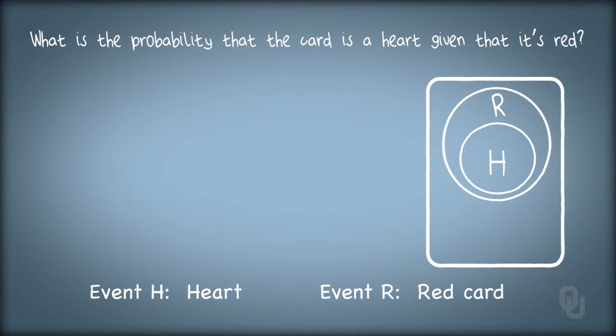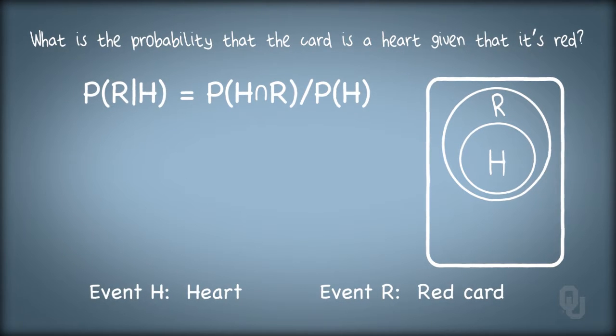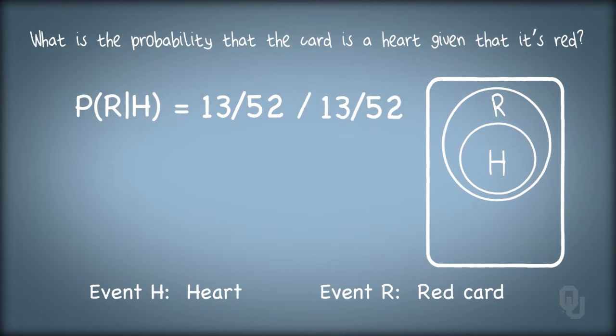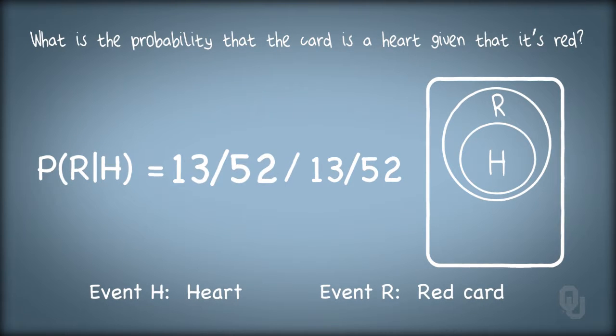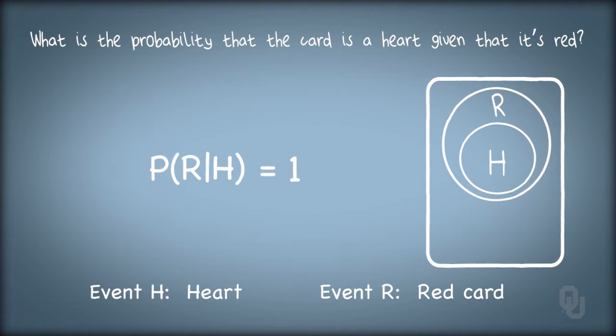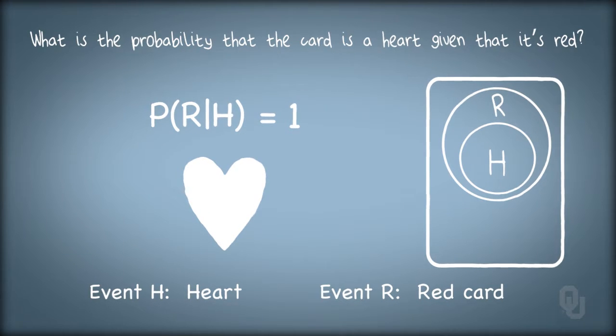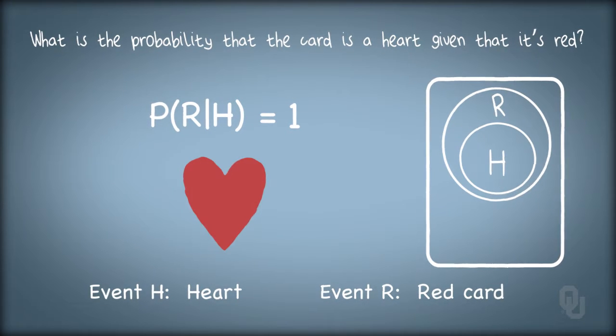Let's switch that conditional probability around. What's the probability that the card is a red card given that it's a heart, or the probability of R given H? Again, the probability of H intersect R is 13 over 52 in the numerator. The denominator is the probability of heart, which is 13 over 52. Therefore, the probability of R given H is 13 over 52 divided by 13 over 52, or 1. That should make some intuitive sense. If I know that the card I pulled is a heart, then I can guarantee with probability 1 that the card is a red card, as all hearts are, by definition, red.